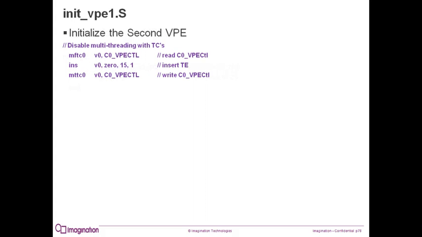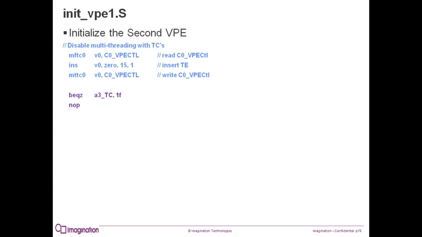The code will now initialize the VPE. In fact, on current cores there are at most 2 VPEs, so this code will be executed only if there is a second VPE. First, the code makes sure multi-threading is disabled. It needs to do this because only one TC should be executing this code at a time. It does this by clearing the TE bit in the VPE control register. The code reads the register, inserts a 0 into the bit, and writes the register back.